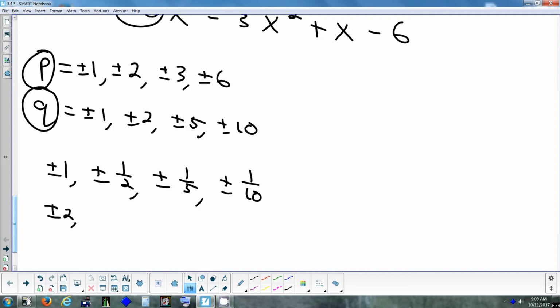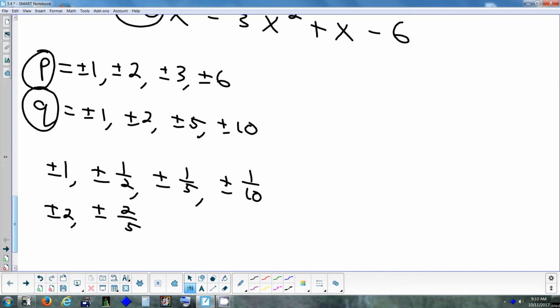The next one? Plus or minus 2 over 5. Yep, plus or minus 2/5. And then we already had the next one, which is the 1 over 5. Yeah, so 2/10, we already have that one as 1/5, so we don't need to write that one again either.